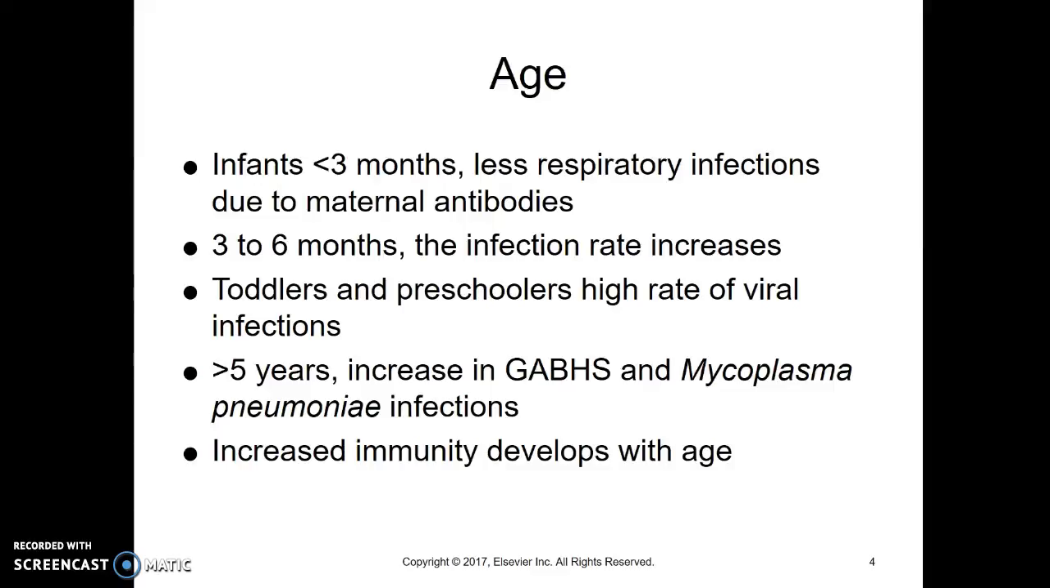And then over age 5, we see less of the viral, the viruses start to decrease, but pneumonias with our group A beta hemolytic strep and mycoplasma increase. And then slowly it decreases after that just because they've been exposed to everything. They have antibodies against everything now as they get a little older.